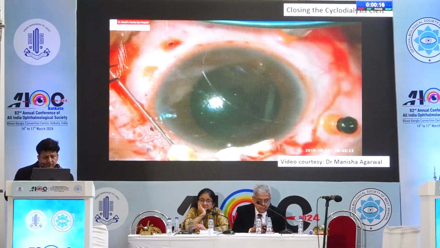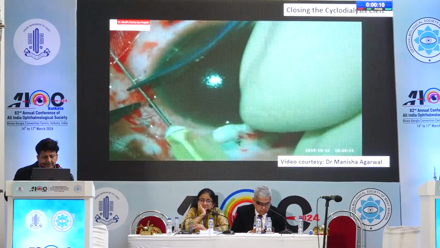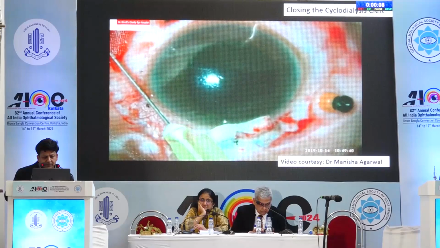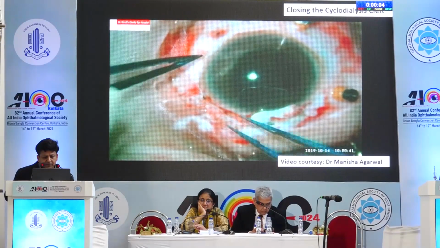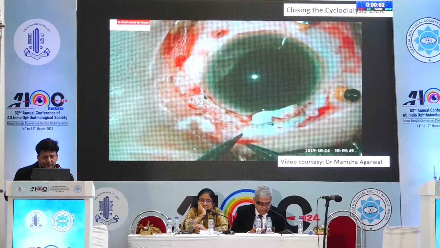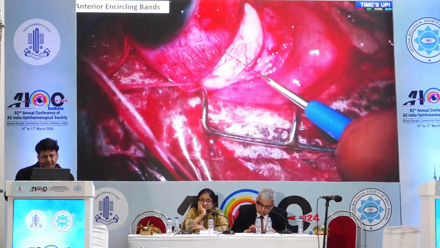The 10-0 Prolene suture was then passed through all the loops. The 30-gauge needle was removed and the suture was tightened. The follow-up at 12 weeks showed a vision of 6/9, N6, with an intraocular pressure of 18 millimeters of mercury. She had it repeated on the other side also, but due to the paucity of time, I can't show it.